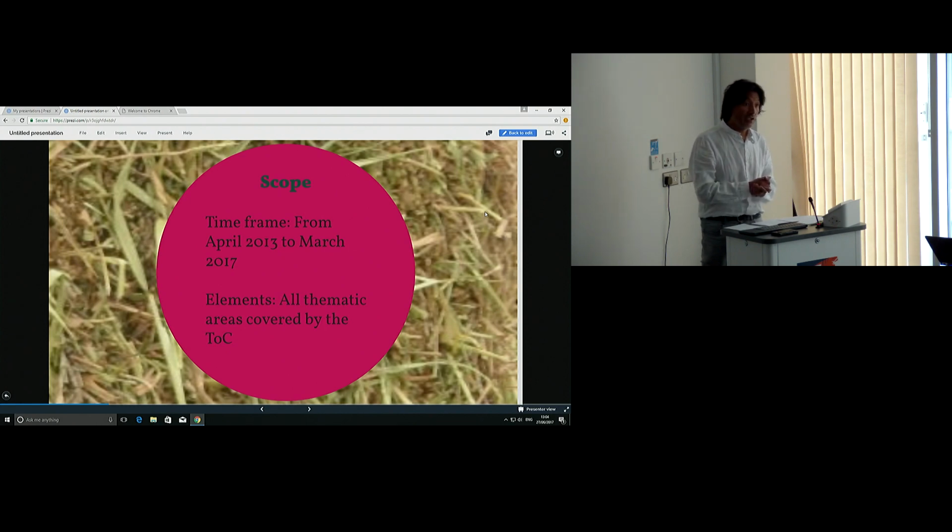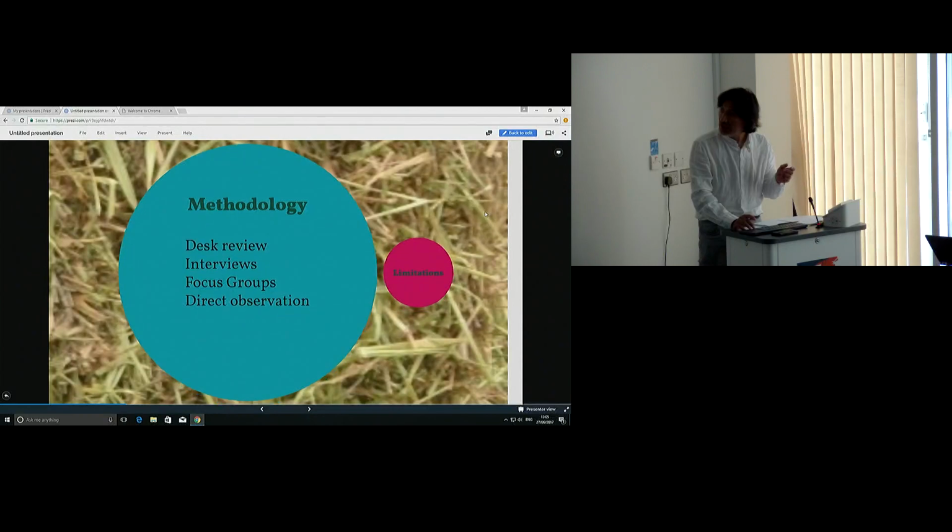And the elements that we're looking at, the thematic elements, are all the areas covered by the theory of change. I'm not sure if, when the Nicaragua project started, we had the theory of change like we have now, but because we were doing the evaluation at this point, we tried to look at it through the lens of the theory of change.